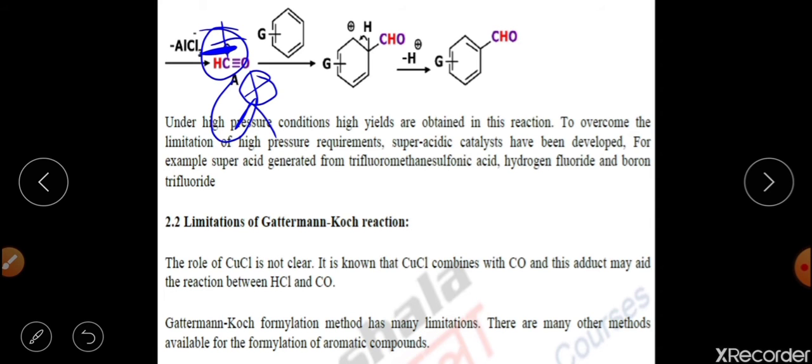So this electrophile on a reaction with the benzene ring or the activated benzene ring will finally get converted into the CHO group, which is attached with the benzene ring. So this reaction is generally used under pressure and in presence of CuCl.